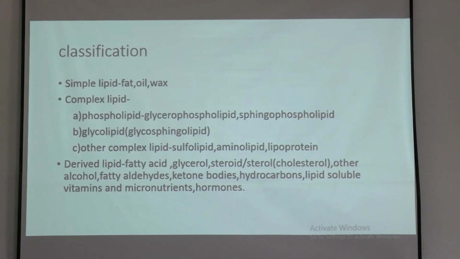So what is lipid? Can anyone tell what is lipid? Okay, so what is a lipid? Lipid is a heterogeneous compound of biomedical importance, relatively insoluble in water and soluble in nonpolar solvents like chloroform, ether, hot alcohol, acetone. Okay, you can give any example.